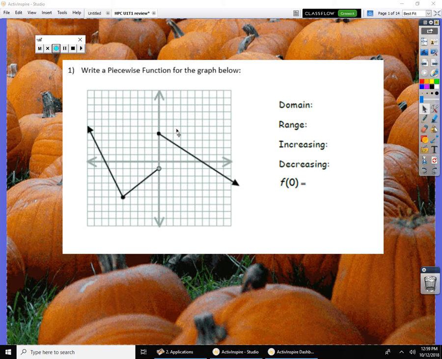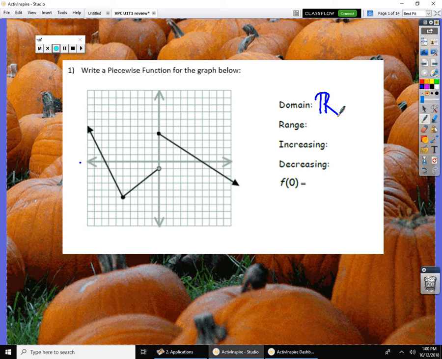Number one, I'm going to start with answering these questions, then I'm going to go back and write the piecewise. So let's start. Domain is which axis? It is the x-axis. Great. So that is wall to wall. Can I put a wall up here? No. Can I put a wall up here? No. Therefore, it's all real numbers.